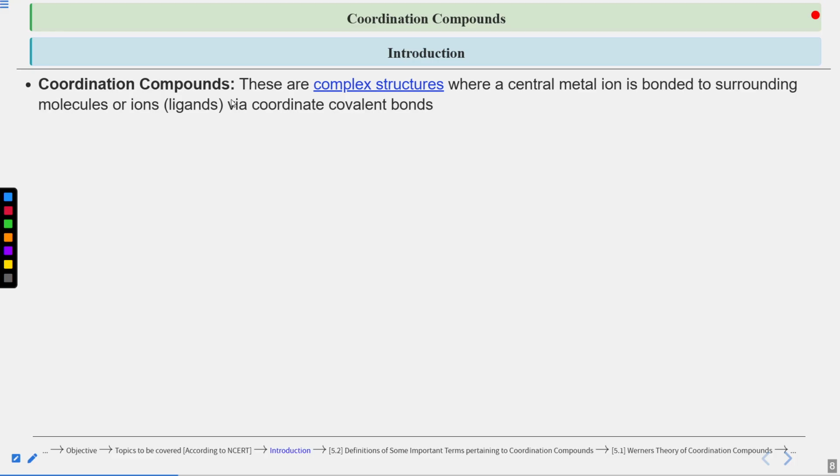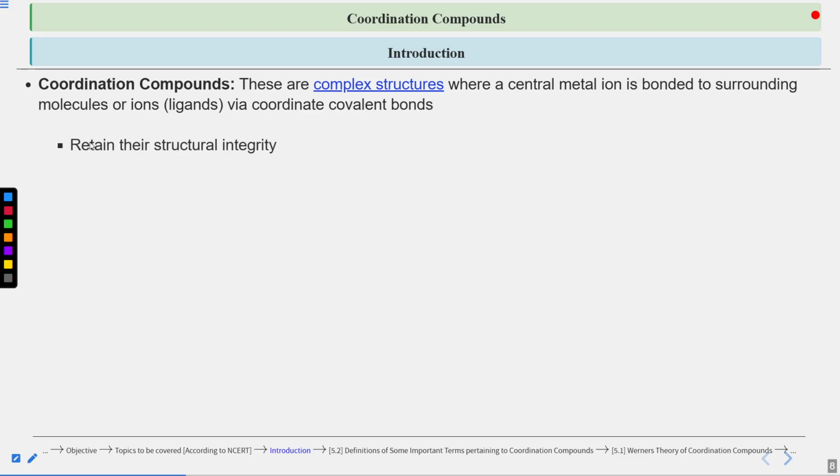Then let's talk about the coordination compounds in brief. Coordination compounds are complex structures where the central metal ion is bonded to surrounding molecules or ions, which you can call ligands, via coordinate covalent bonds. So there is a formation of a complex structure where a central metal ion bonds to a number of molecules or ions, and the bond forming between the central metal and the molecules is a coordinate covalent bond. Those molecules surrounding the central metal ion are known as ligands.